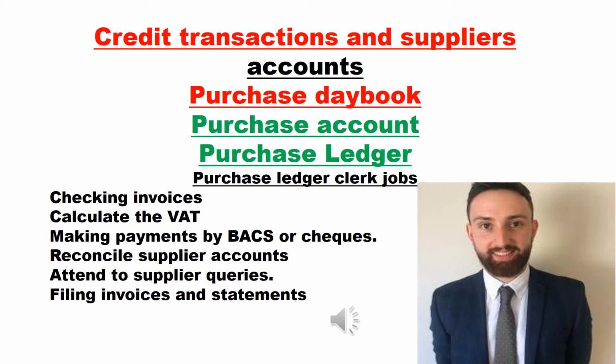The duties of a purchase ledger clerk include the following: checking invoices, calculating the VAT, making payments by bank transfer or check, reconciling supplier accounts, attending to suppliers' queries, and filing the invoices carefully, and the statements have to be filed carefully. This is all the purchase ledger clerk will do. The same thing applies to the sales ledger as well. Sometimes both will be done by the same staff, but that depends on the management of the organization, how they allocate the jobs. The same procedure applies to maintain credit sales as well. In a big organization where they have massive sales and purchases, they have to have special staff to deal with the purchases and sales.